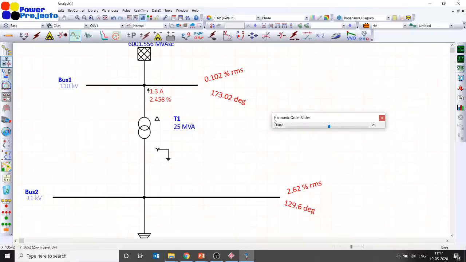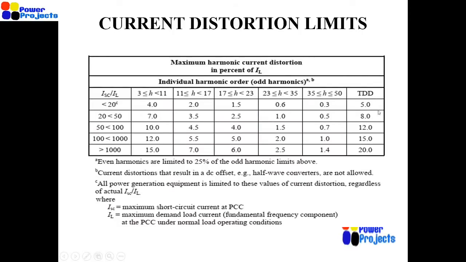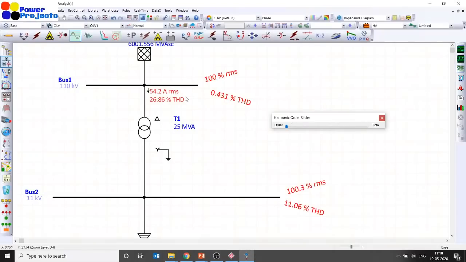So let's look at the current. The current total harmonic distortion, this is THD, not TDD, is 26.86%, right? You should not compare it with the TDD, but you can look at it this way: when the short circuit level divided by the full load current is less than 20, you need to take the first row as a reference and you need to meet it. With that, your total harmonic distortion is definitely too high at 26.86%. That's not really acceptable.